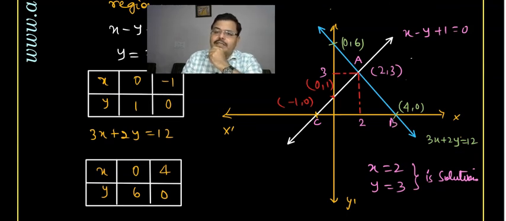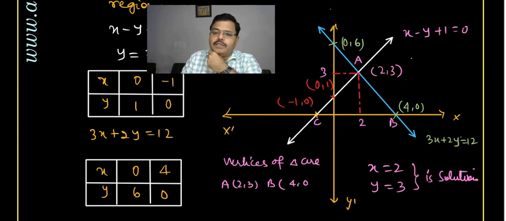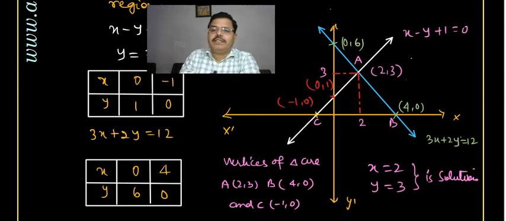So the vertices of the triangle are A (2, 3), B (4, 0), and C is (minus 1, 0). Now we have to shade this region.